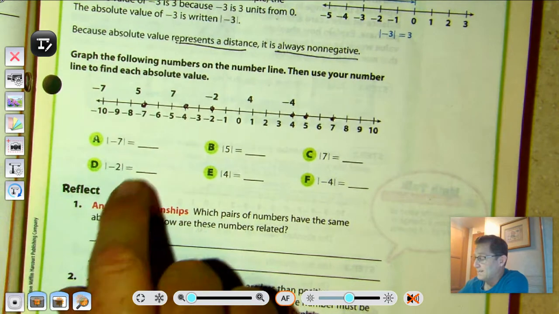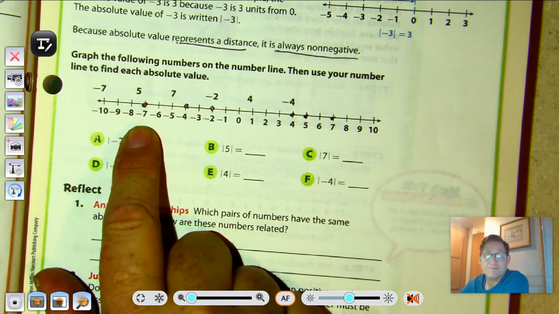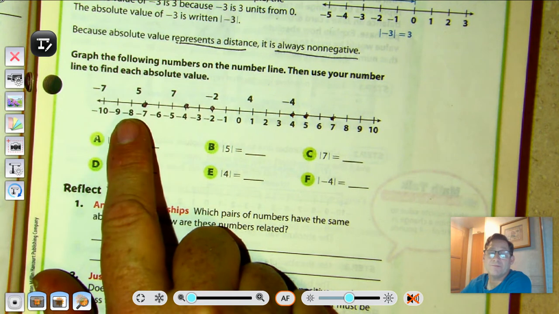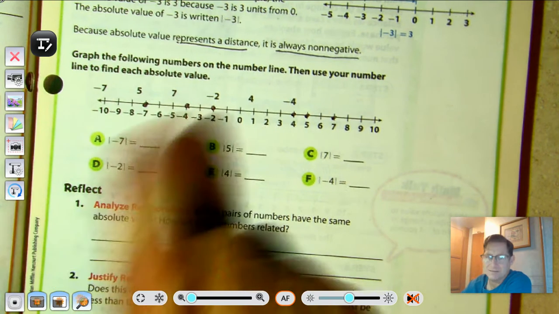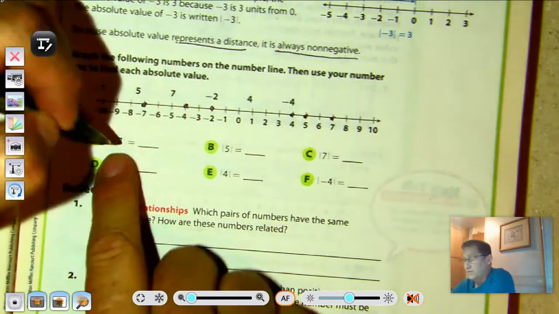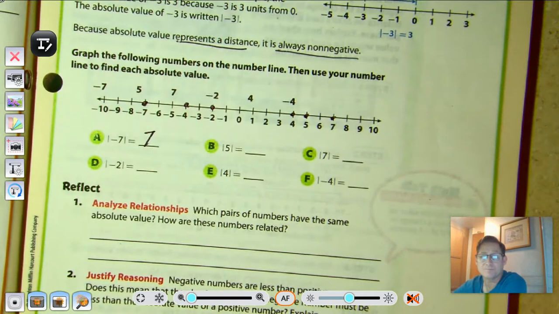So then, what's the absolute value of -7? How far away from 0 is -7? How many units away from 0 is -7? 1, 2, 3, 4, 5, 6, 7. Okay, did I have to count that? No, it's going to be whatever that value is in there, but 7 units.